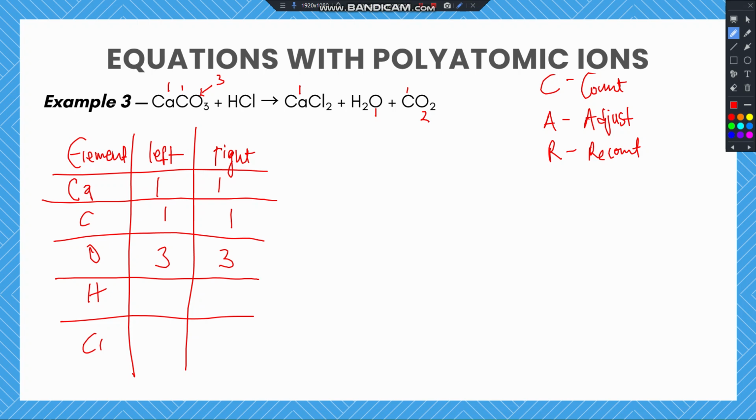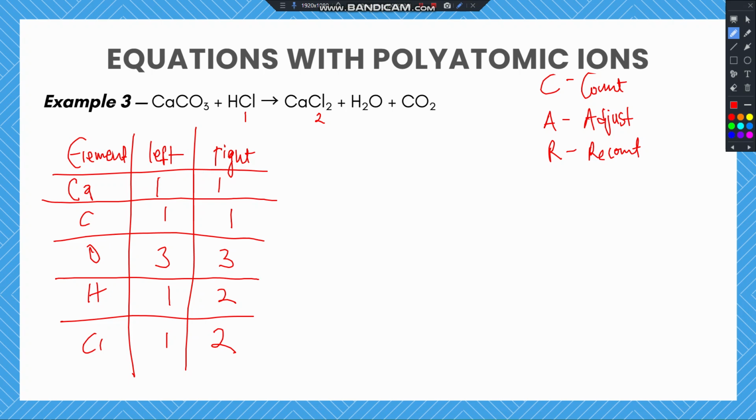For hydrogen, you can see one atom over here and then 2 atoms on the right. And then for chlorine, you can see one atom on the left and 2 atoms on the right. So you can see that chlorine and hydrogen are not balanced. So we begin with chlorine, since we're saving hydrogen and oxygen for the last. Now, for chlorine, you can see on the left side 1 atom. On the right side, there are 2 atoms of chlorine.